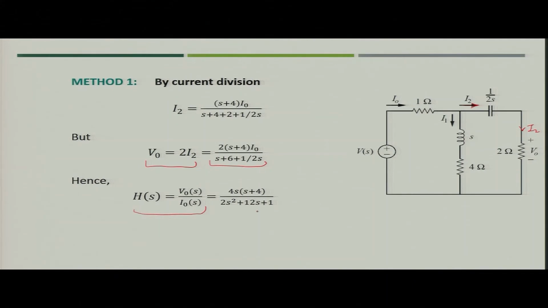So, in this particular case we used the current division method, that is our first method of finding out the transfer function, where we use various circuit analysis techniques. So, with this we get the transfer function of the circuit.